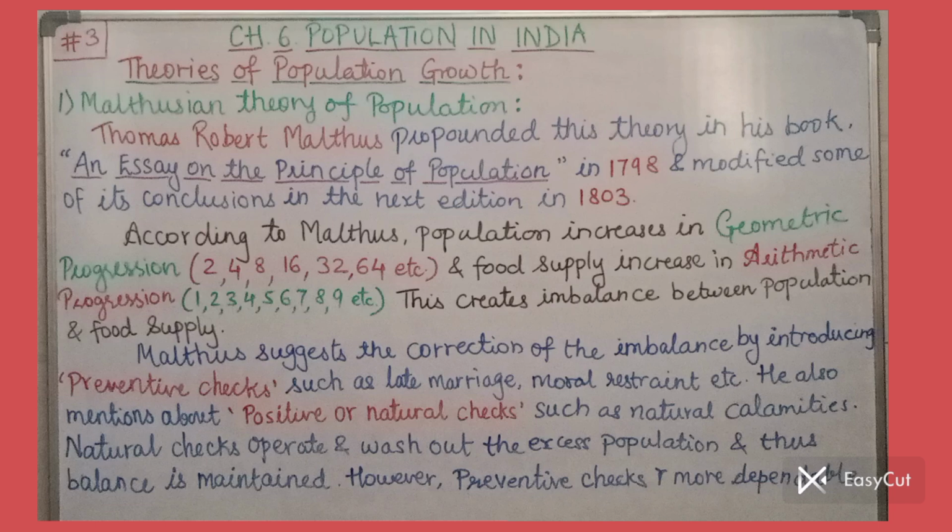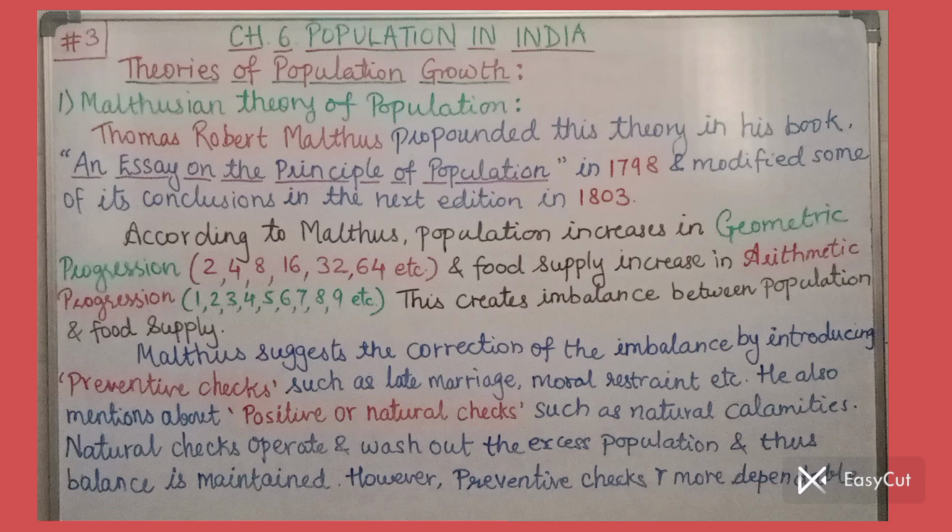Thomas Robert Malthus propounded this theory in his book An Essay on the Principle of Population in the year 1798 and modified some of its conclusions. That means the theory's conclusions were modified again in the next edition of the book in the year 1803. So even if you don't remember this year and book name, let it be, but you must write Thomas Robert Malthus propounded this theory. That's it. Now, what is this theory about?